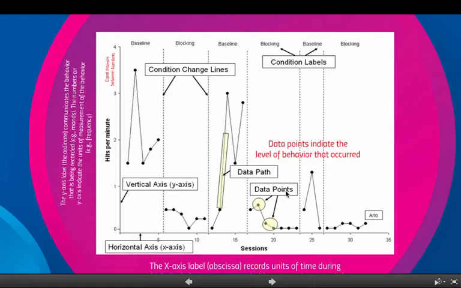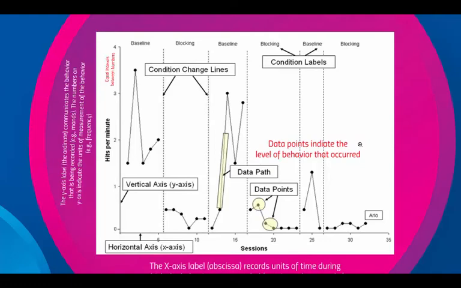Then we've got our data points, our data path. We've got our condition change lines on the graph. We've got our condition labels. So this gives you a really great orientation. This is how you look at information, and that's the anatomy of a graph, and that's what you'll see from one to the next. They'll have the same configuration with respect to information on it.